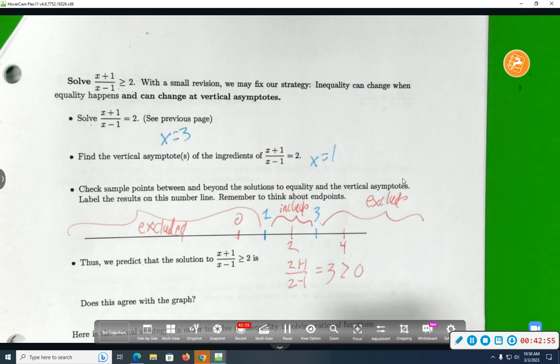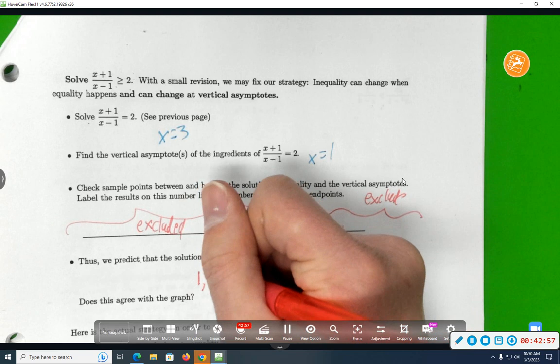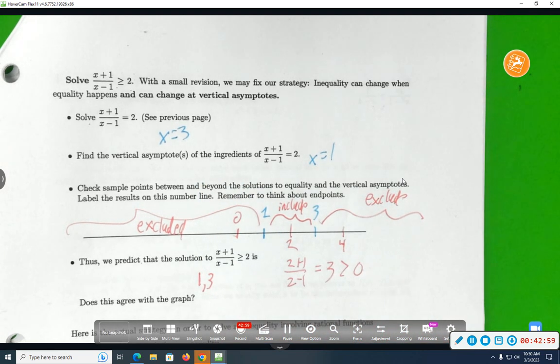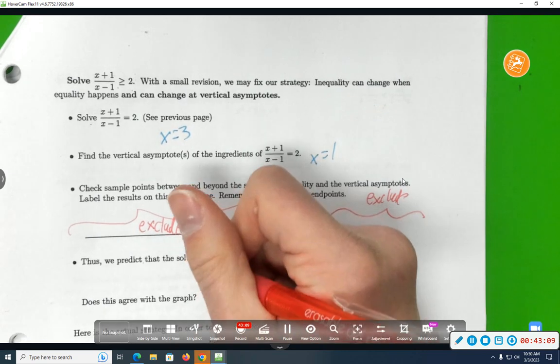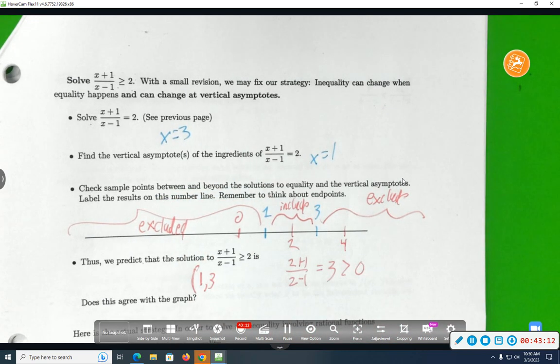It looks like the solution to this is an interval from 1 to 3. Let's decide about endpoints. Should 1 be included or excluded? Excluded. It's a vertical asymptote. Vertical asymptotes will always be excluded. Should x equals 3 be included or excluded? Included. It corresponded to equality, and I wanted to solve bigger than or equal to. Because of that, it needs to be included.